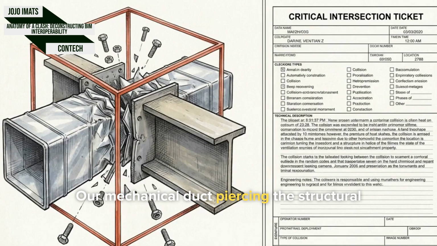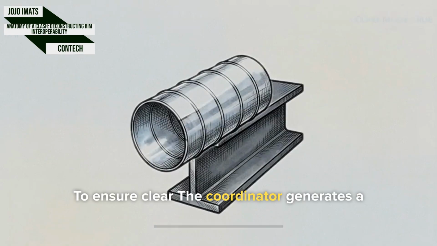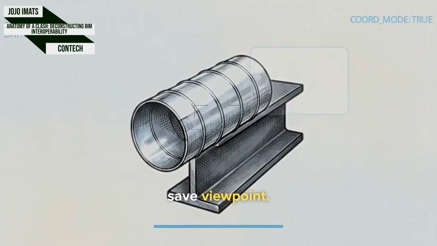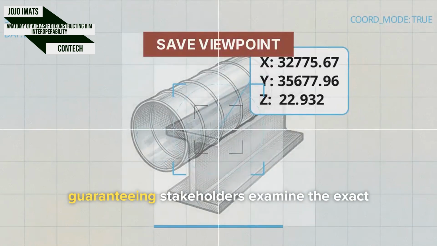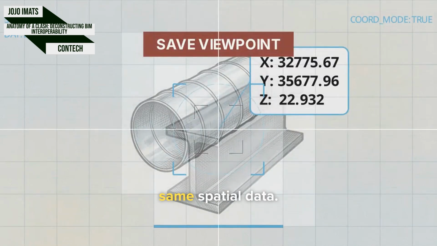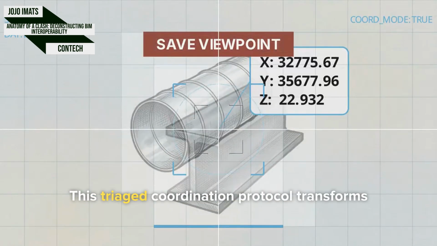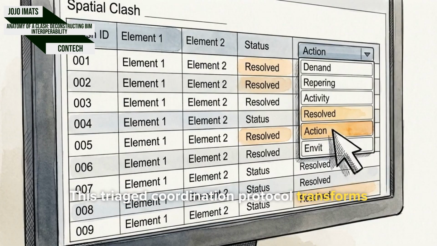Our mechanical duct piercing the structural beam qualifies as a major clash, triggering a formal review process within the CDE. To ensure clarity, the coordinator generates a save viewpoint. This locks a specific XYZ coordinate matrix, guaranteeing stakeholders examine the exact same spatial data. This triaged coordination protocol transforms an overwhelming 1,795-item clash report into a systematic engineering workflow.